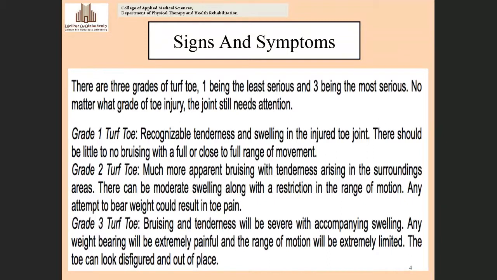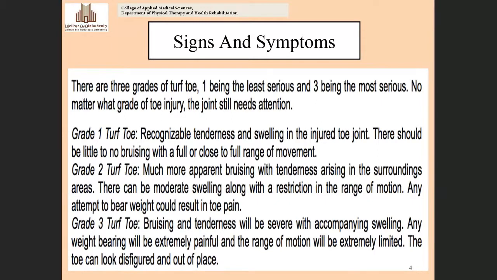Then if you see the second grade, you can say it is a moderate type of turf toe, you can see there is slight bruising with tenderness arising in the surrounding areas, right? What do you mean by bruising? It means you can have a rupture of the blood vessels. So in the moderate type, or grade 2 turf toe, there is a light rupture of the blood vessels. Along with that, you can find there is a slight or minimum restriction of the range of motion.